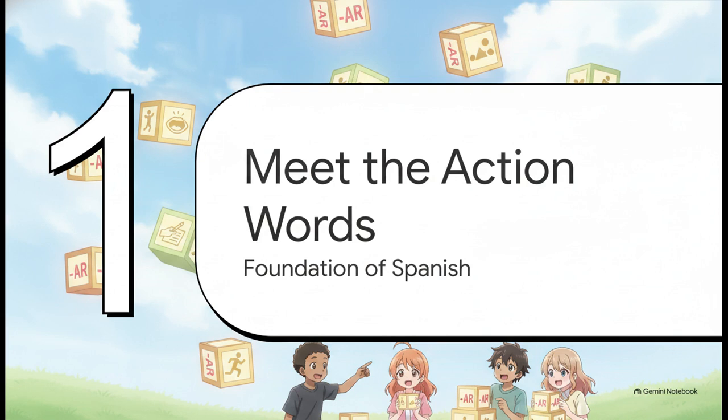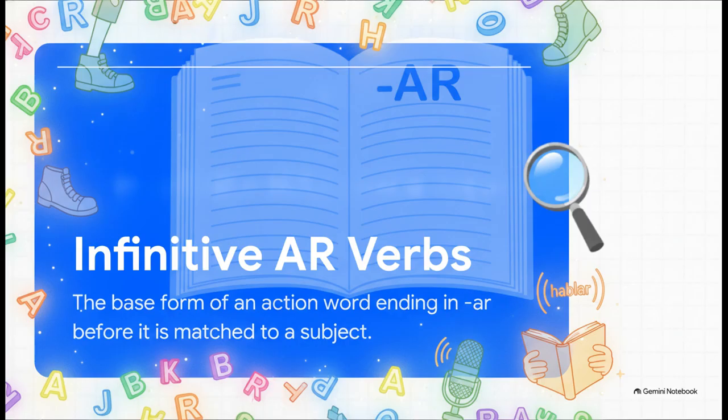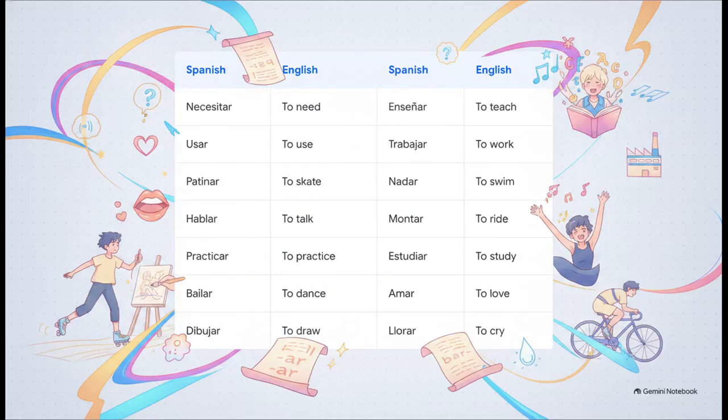All right, section 1. Meet the action words, the real foundation of Spanish. So, here's the deal. Before we can actually use a verb in a sentence, we have to start with its infinitive form. Think of this as the pure, untouched dictionary version of the action. It hasn't been assigned to a person yet, it's just the concept itself. And the coolest part? You can always spot these because they end in those two little letters, AR. Take a look at these 14 essential verbs.